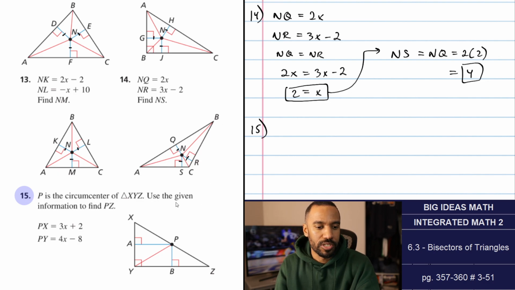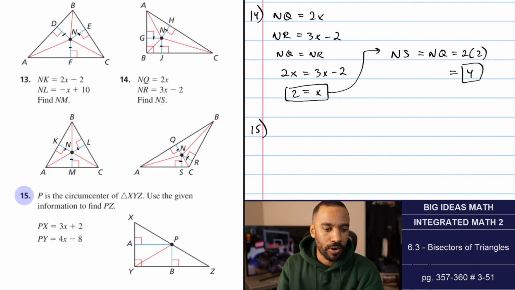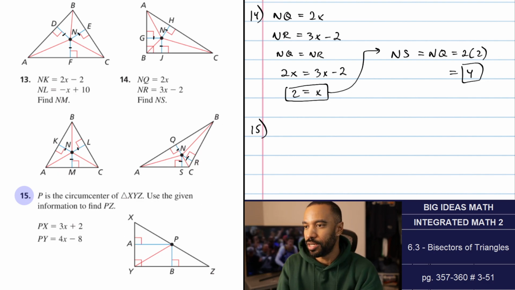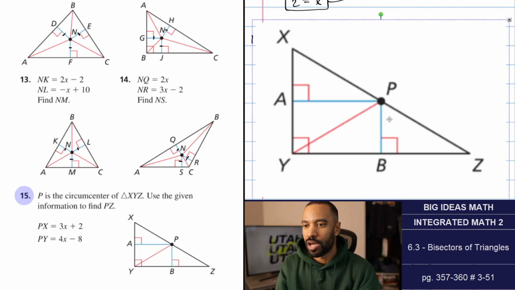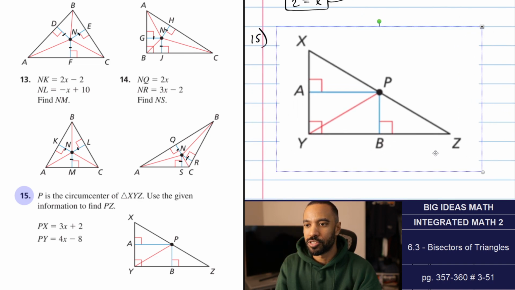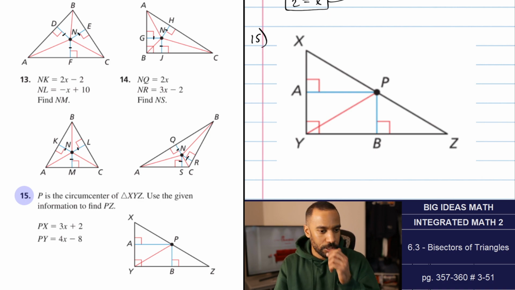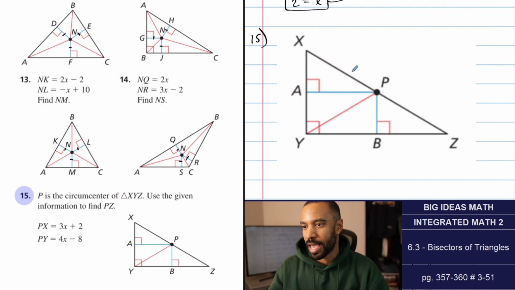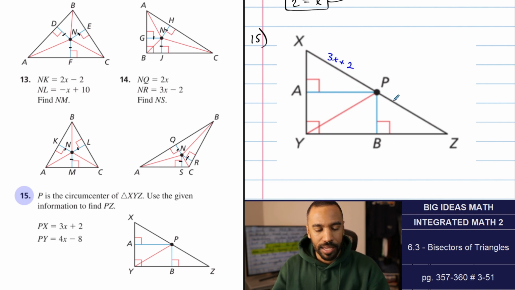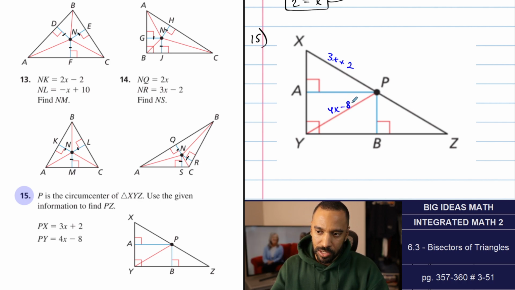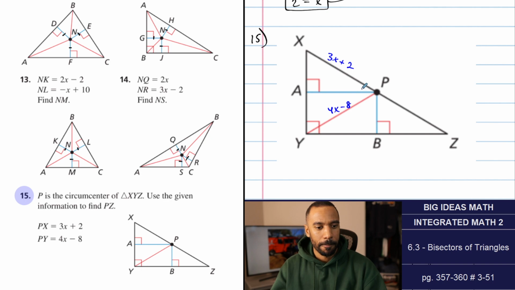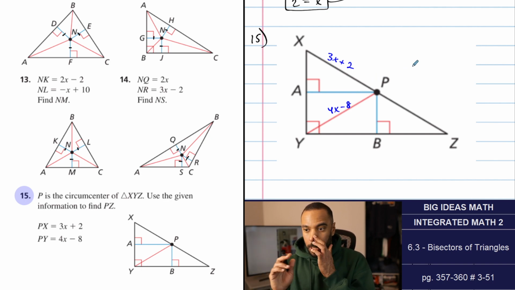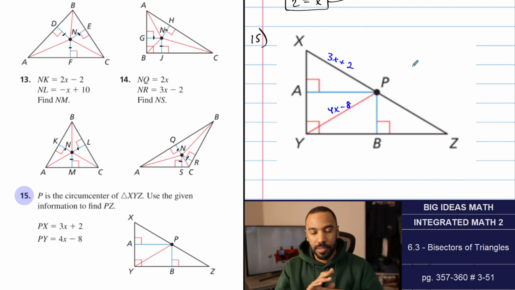And here's what I'm going to do. This time I am going to copy this diagram over because I want to enlarge it. They do have some information on these ones that I'd love to label for us. So for this one here, they do say the length of PX is 3x plus 2. The length of PY is 4x minus 8. Where's PY? Right here. And they're asking us to find PZ. Okay, so let's keep these things in mind.